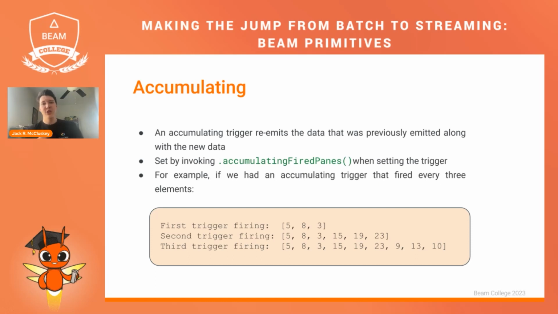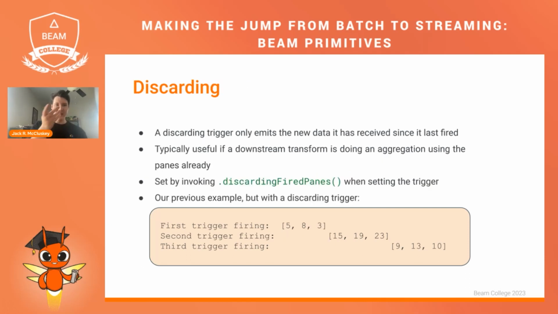So if we had an accumulating trigger that fired every 3 elements, you see this first trigger emits 5, 8, 3, second trigger emits 5, 8, 3, and then the new elements 15, 19, and 23. And then the third trigger fires 5, 8, 3, 15, 19, 23, and 9, 13, and 10. So these are all emitted repeatedly. How you handle that data down the stretch may change further down the pipeline.